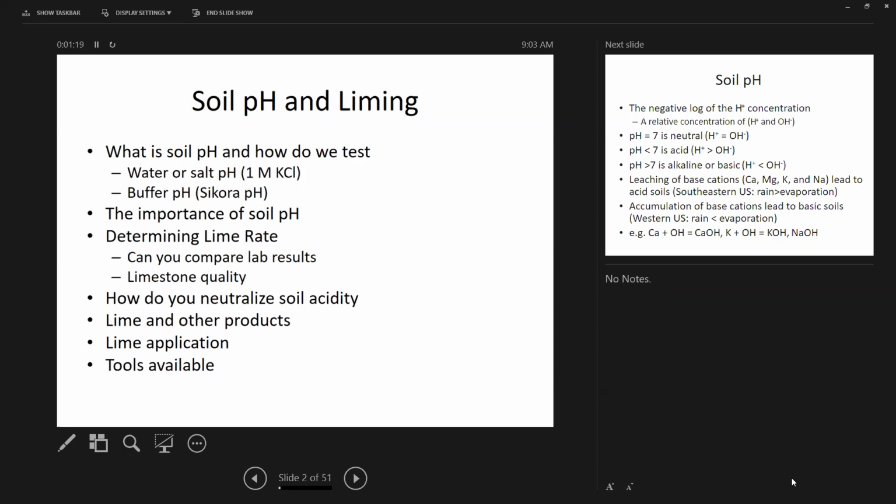Like I said last week, if we have a soil test potassium value from Waters Lab, them using a Mehlich 3, we can compare that to UK. Lime's a little bit different. It depends on the tests they're using. And then determining lime rates also includes discussing the limestone quality. Then just getting down into the reaction, how do we neutralize soil acidity? We do that with lime and other products, and then some products that claim to do this will not. And then finally we'll cover the application and some tools available.